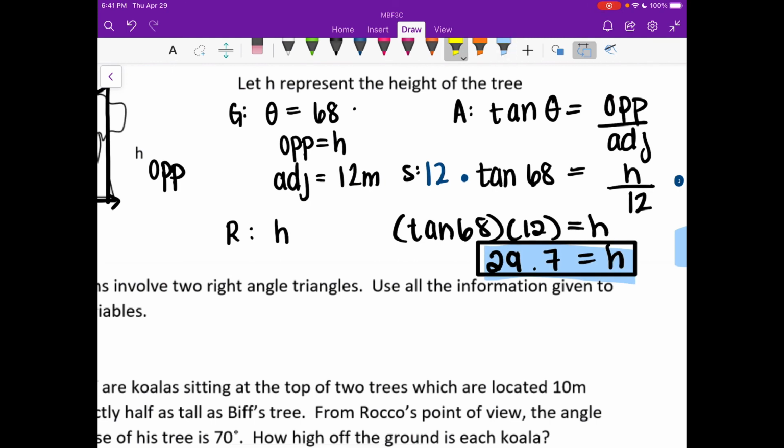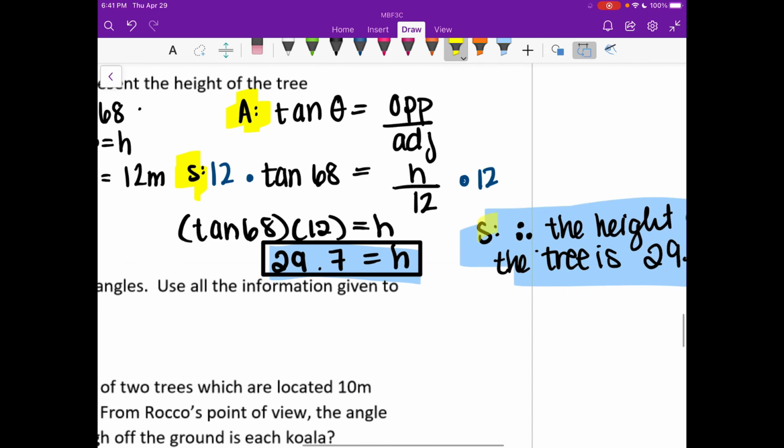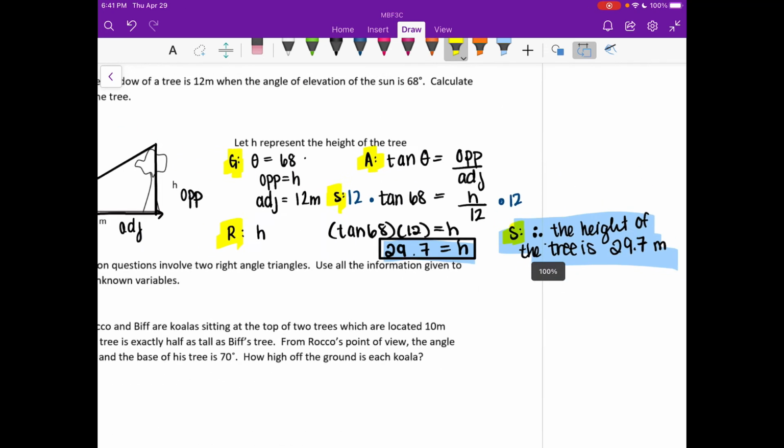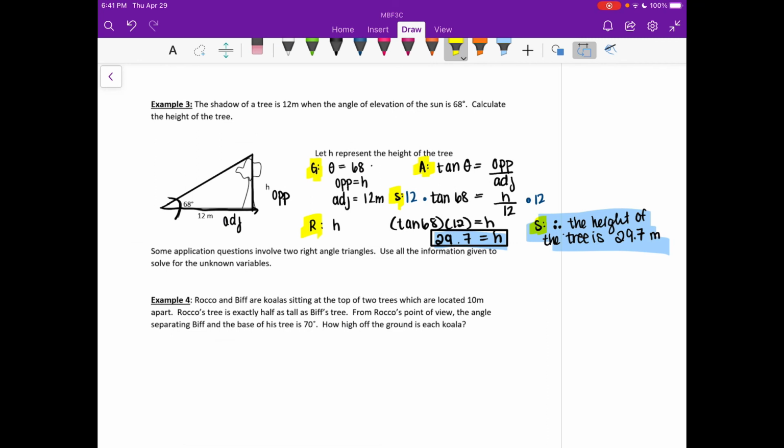Alright. I'm just going to go in and highlight given. You got your required, you got your analysis, you got your solve, and then you've got your statement right here. Just a really easy way of breaking down stuff. So we also know that some application questions might actually involve two right angle triangles. So we're going to use the information below to solve our unknown variable.